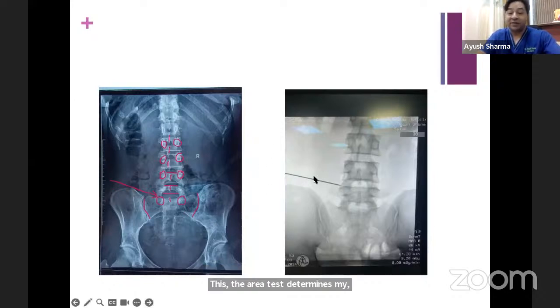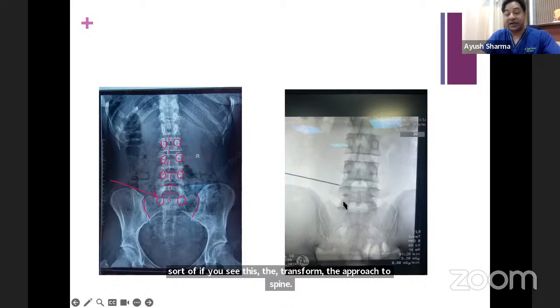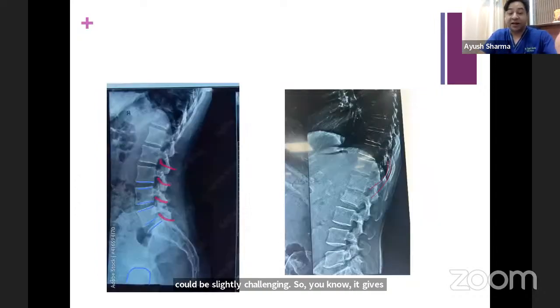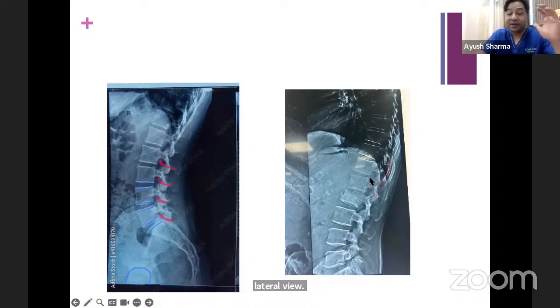So if you see, this is L4-5. I can use the transfemoral approach for this level, but if I have to use the same approach for this level, it could be slightly challenging. So it gives me a unique vision and helps me plan my strategy. This is what I see. Again, when I look at a lateral view, I look at the foramen, I look at the disc height, I even look at where the rib is.